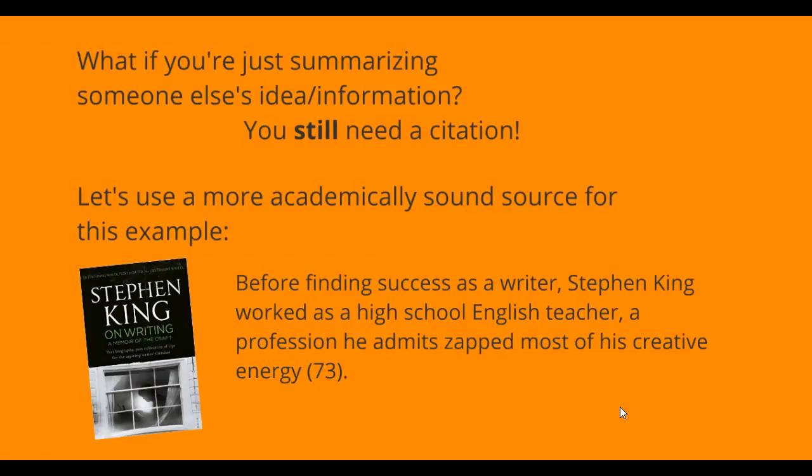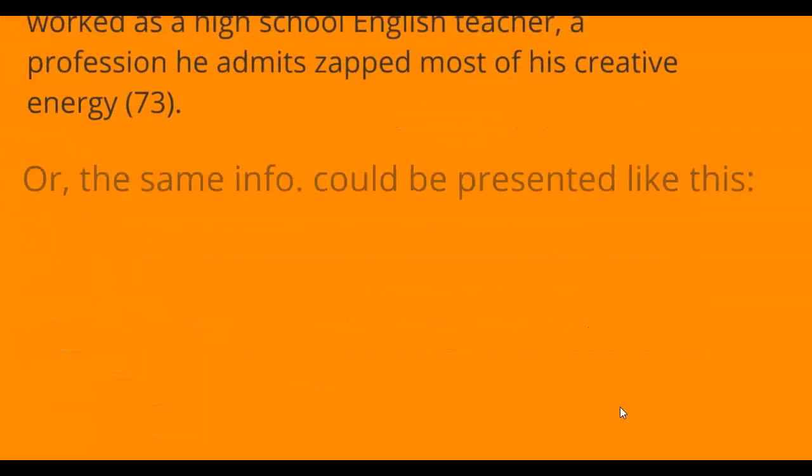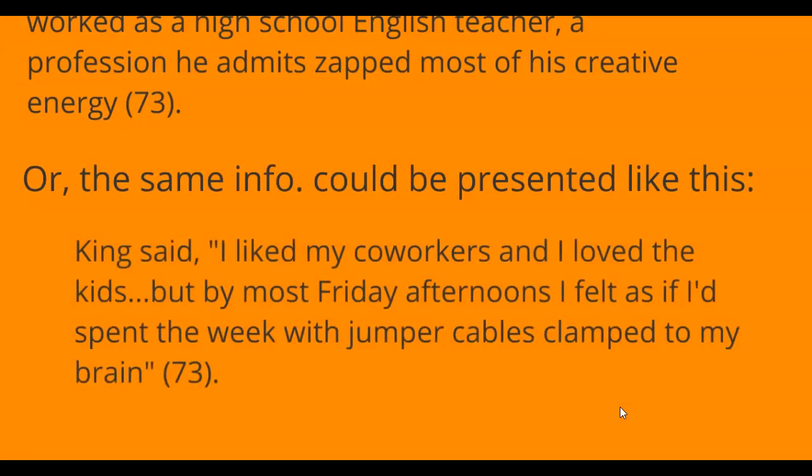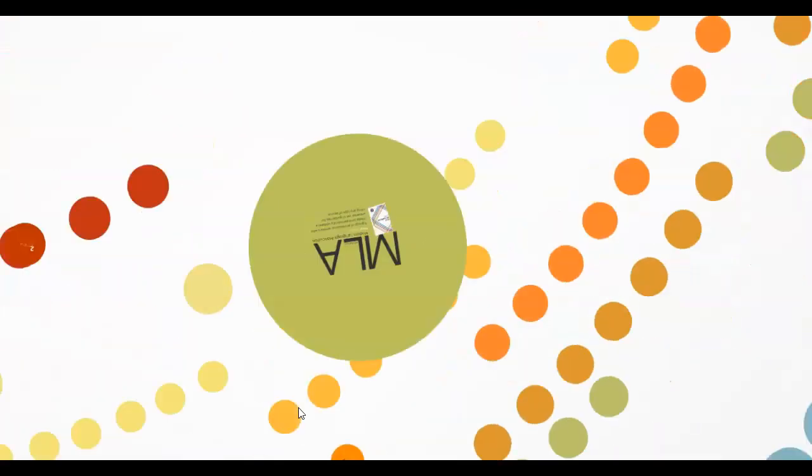So here you notice I do not have a direct quote from the book. So the same information could be presented like this. This would be a direct quote, and then up here would be paraphrasing this direct quote. So the direct quote from the book is, King said, I liked my coworkers and I loved the kids, but by most Friday afternoons, I felt as if I'd spent the week with jumper cables clamped to my brain. A little bit more on paraphrasing. As long as you don't use the exact same words, you're good.